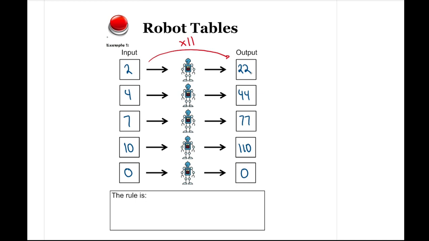2 times 11 is 22. 4 times 11 is 44. 7 times 11 is 77, and so on. So if I want to come up with my rule, again, I can put it in two ways. Input number multiplied by 11 equals the output. Or I could just say as a general formula, y equals 11x.